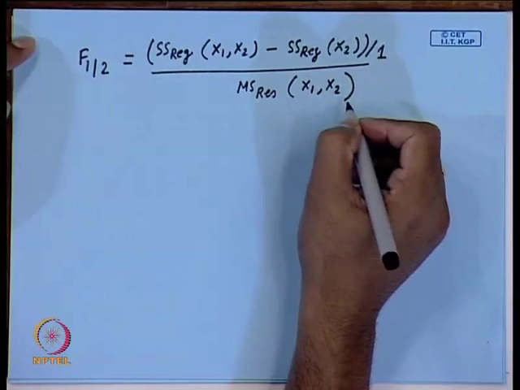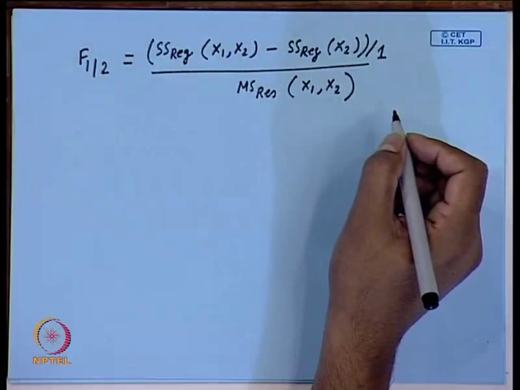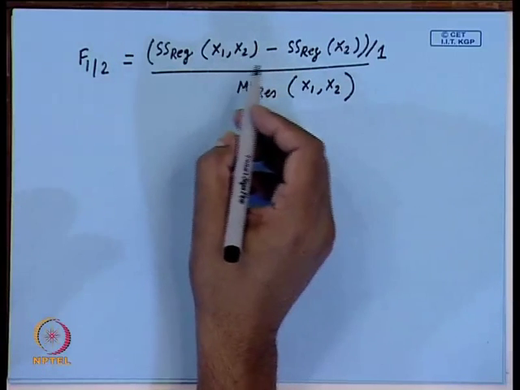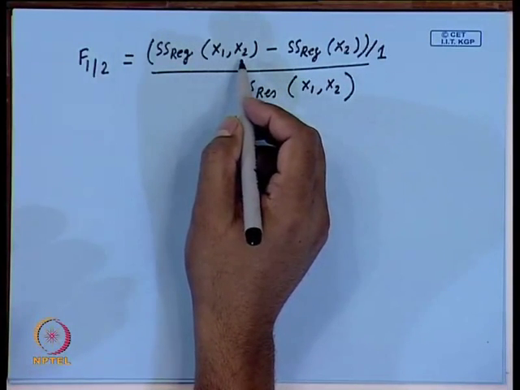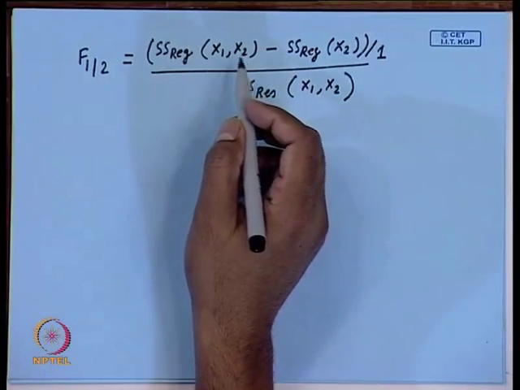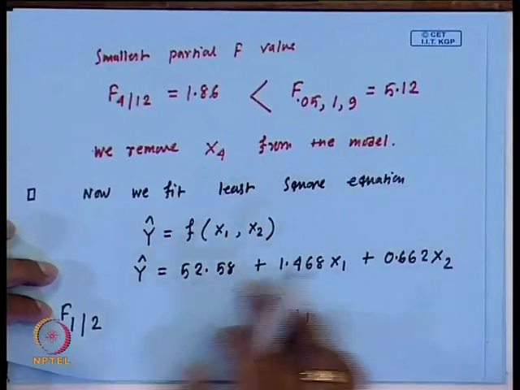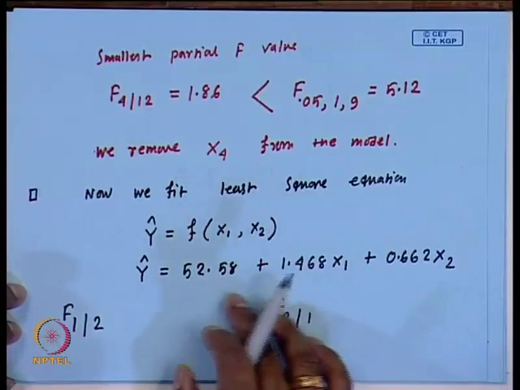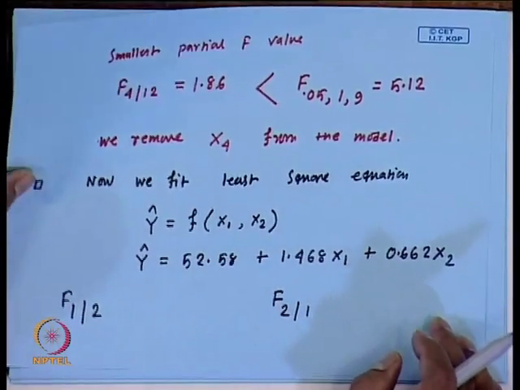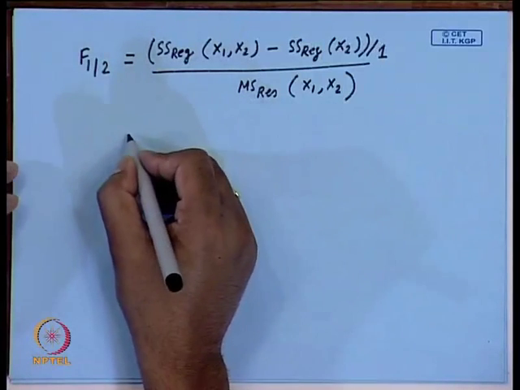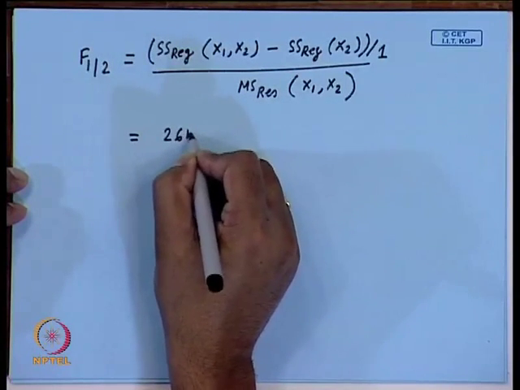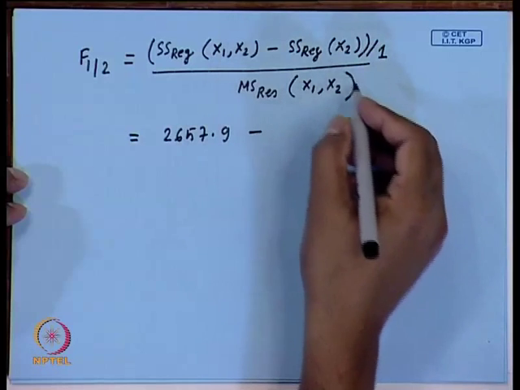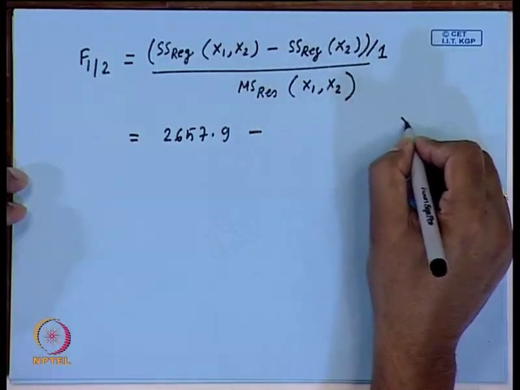Okay. Well, I do not think that I have the ANOVA table for this one. But you can check that you fit a model between y and x1, x2. We have the fitted model, just now we have fitted it. So, once you have the fitted model, you can compute the SS residual, and you know the SS total is the same. So, then you can get the SS regression value. The SS regression, you can check, is equal to 2657.9 minus, you fit a model between y and x2.